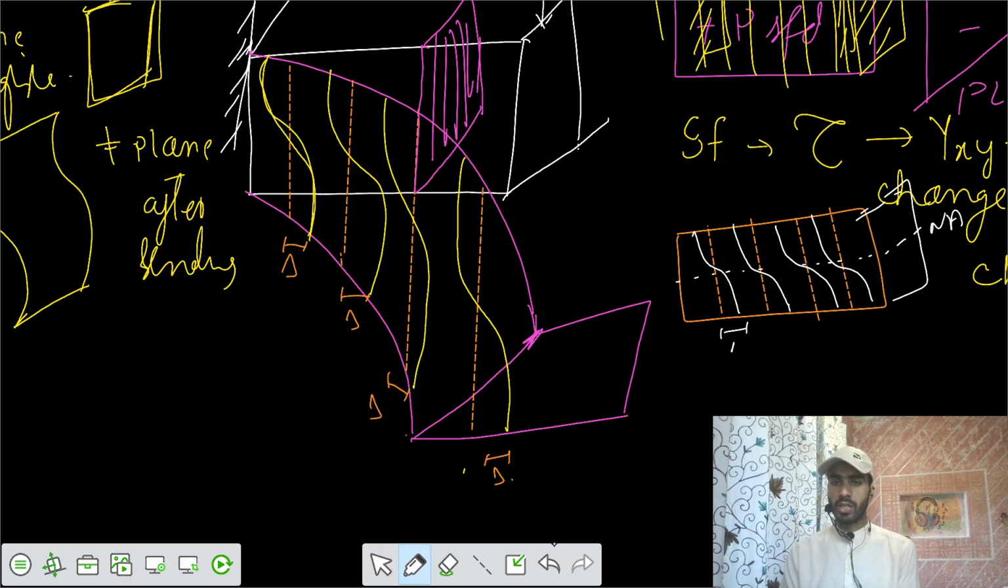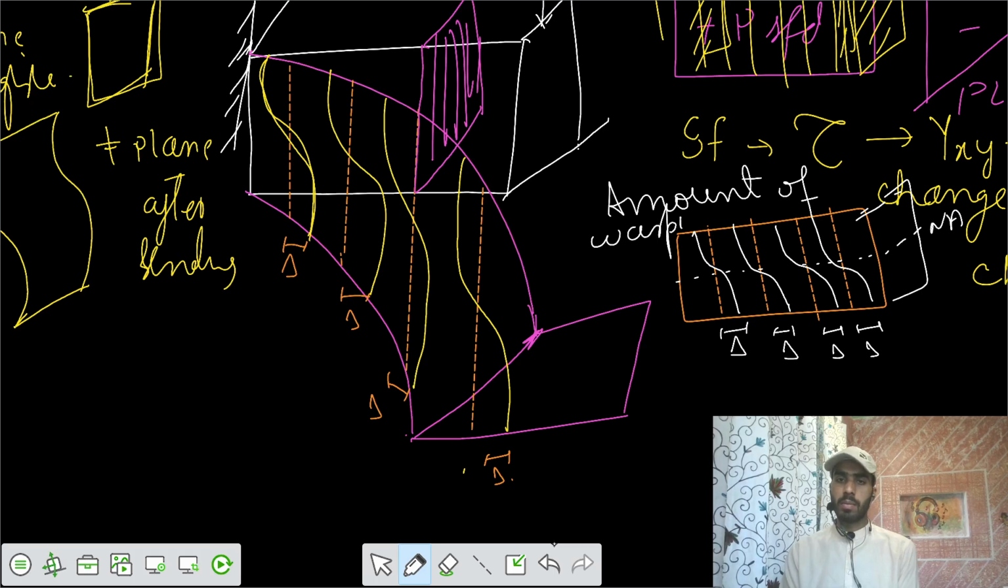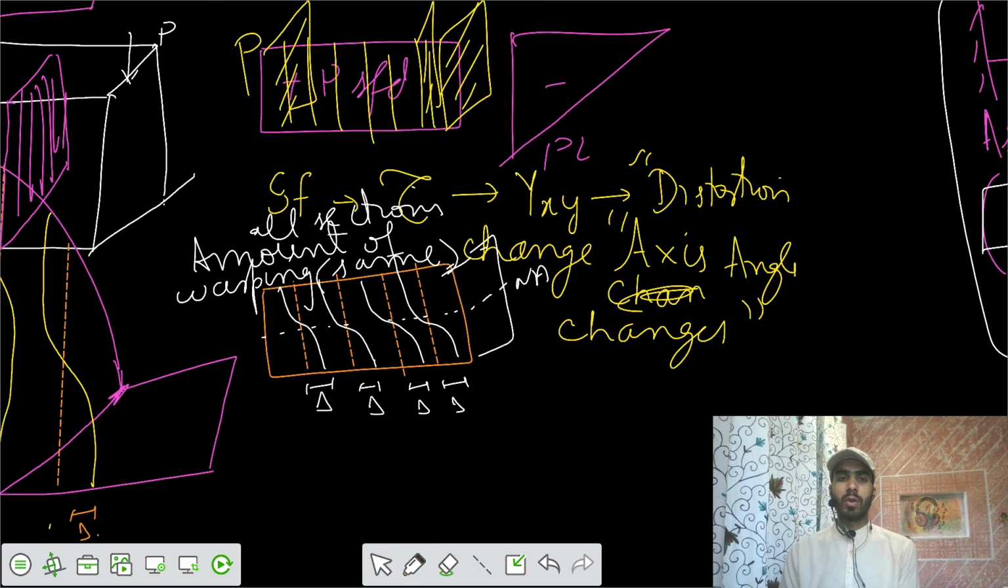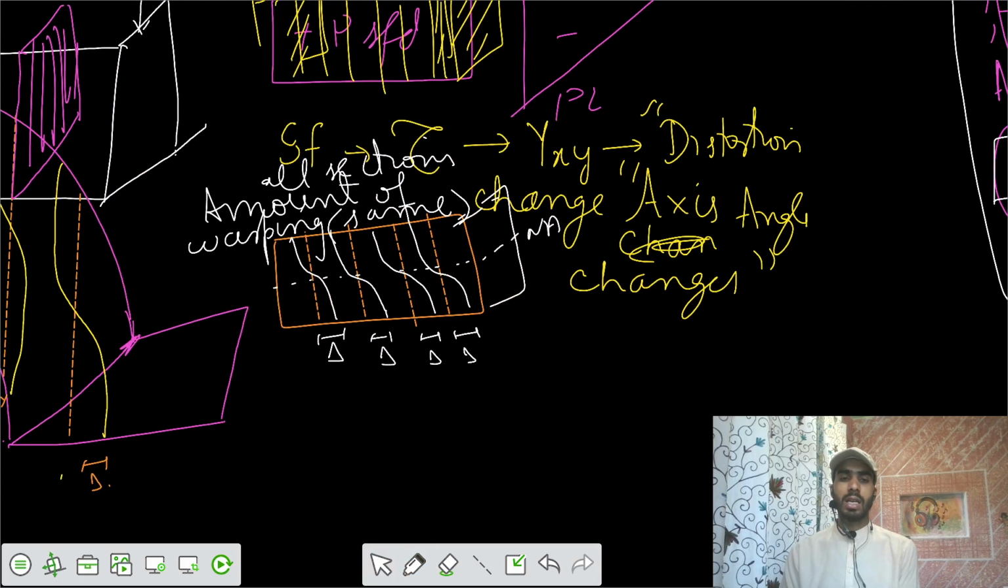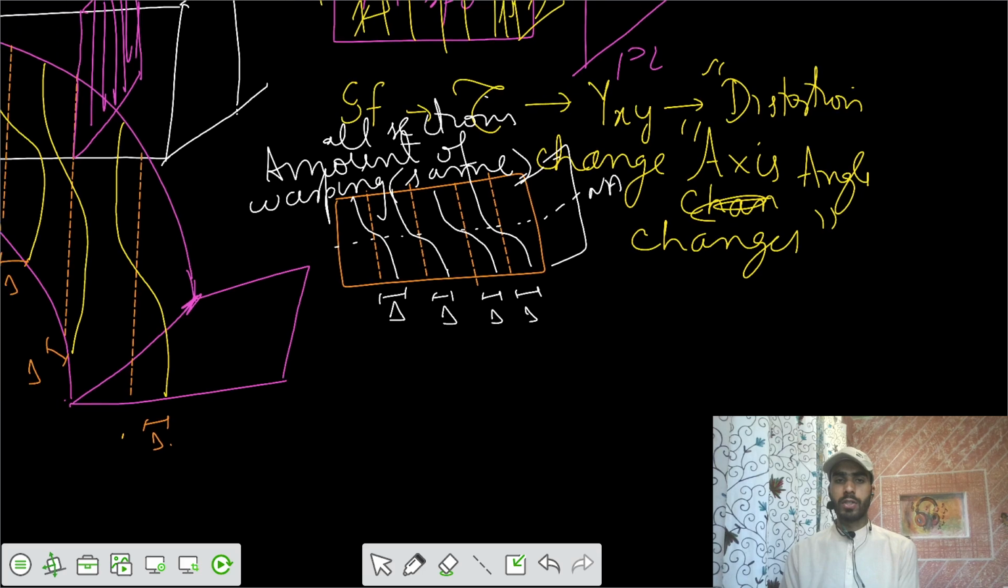So the deformation is the same, the amount of warping is the same on each of the sections. The amount of warping is the same on all sections. On all sections, your warping effect is the same. So we say that because the shear force diagram is constant, your amount of warping is also constant.